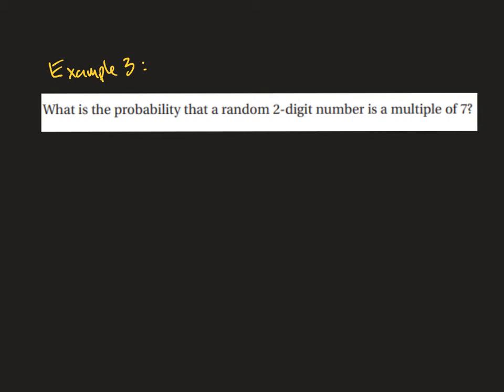For example 3, we have another slightly complicated problem here. What is the probability that a random 2-digit number is a multiple of 7? So we've got 2 things going on. We got to figure out what our sample space is first, and then we have to figure out which of those is a multiple of 7. So let's start with our sample space.